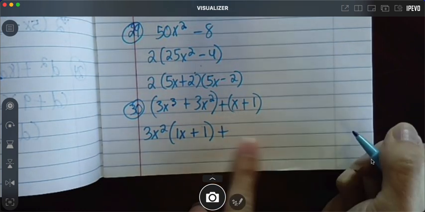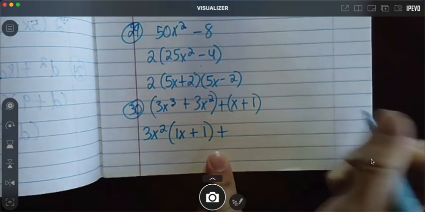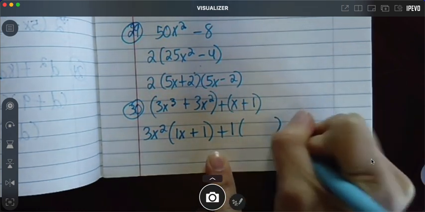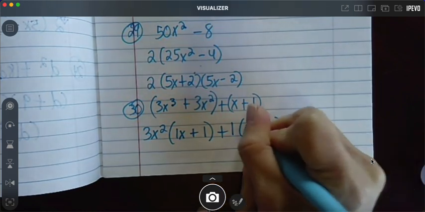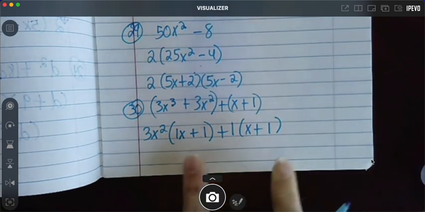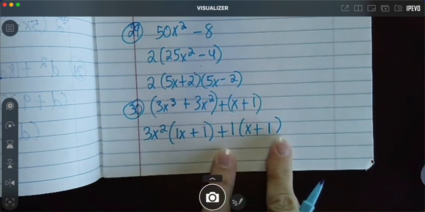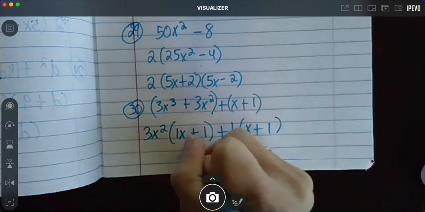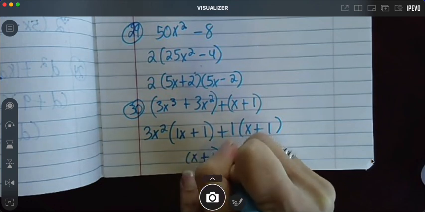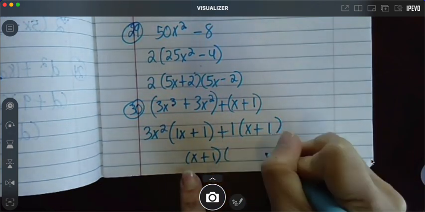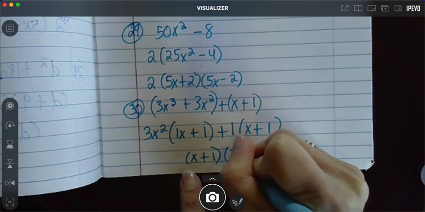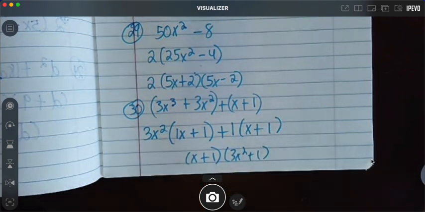On this one, I have to factor out something. What would I factor out? A 1. And what's left over? 1x plus 1. Aren't these the same thing? I have x plus 1. So I'm going to write that. x plus 1. And what's my other thing I'm going to write? 3x squared plus 1. And we're done.